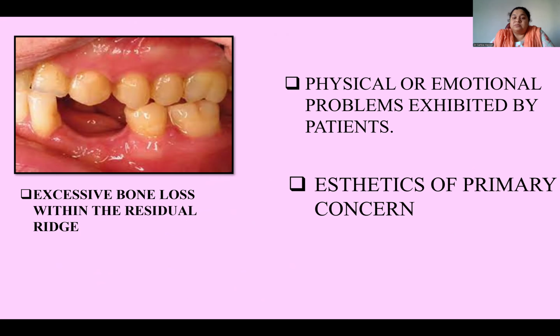Physical or emotional problems when exhibited by patient, or aesthetic is the primary concern. There also, you generally don't give other things, you give removable partial denture. Patient is very emotional. Some patients will come and they are like, we don't want fixed. We don't want something to be done in a tooth. We want removable. In that case, you have to give removable.